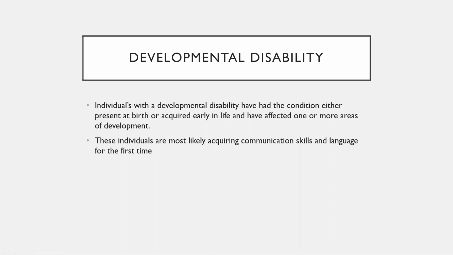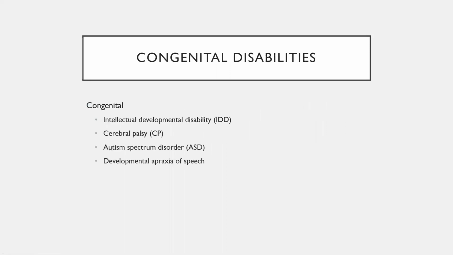So first of all, an individual with a developmental disability has had this condition either present at birth or acquired early in life that's affected one or more areas of development. So that's what makes a condition a developmental disability as opposed to an acquired disability. And these individuals are most likely acquiring communication skills and language for the first time.